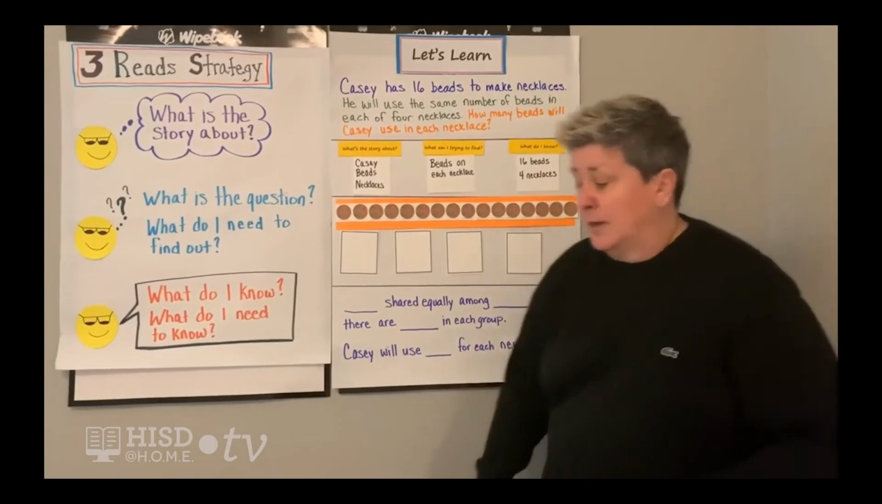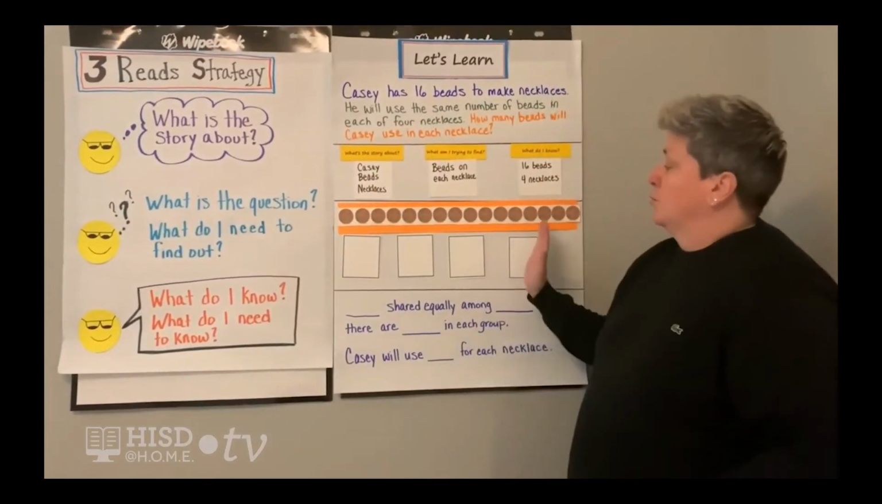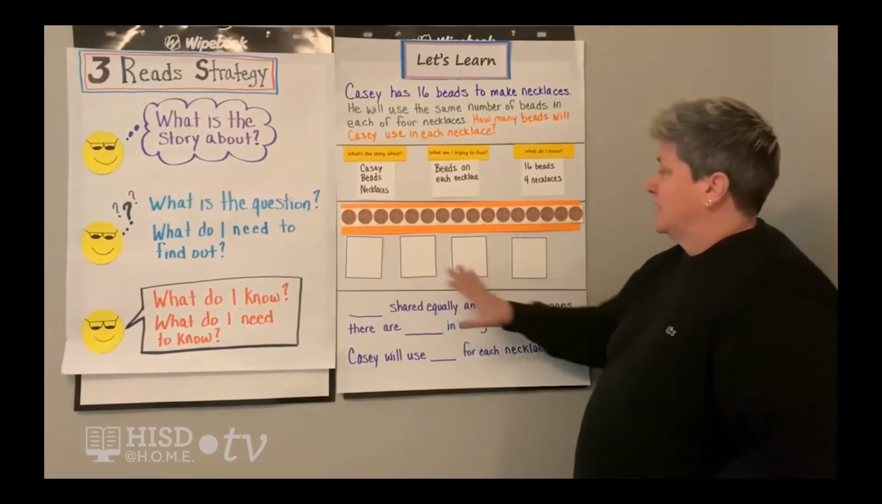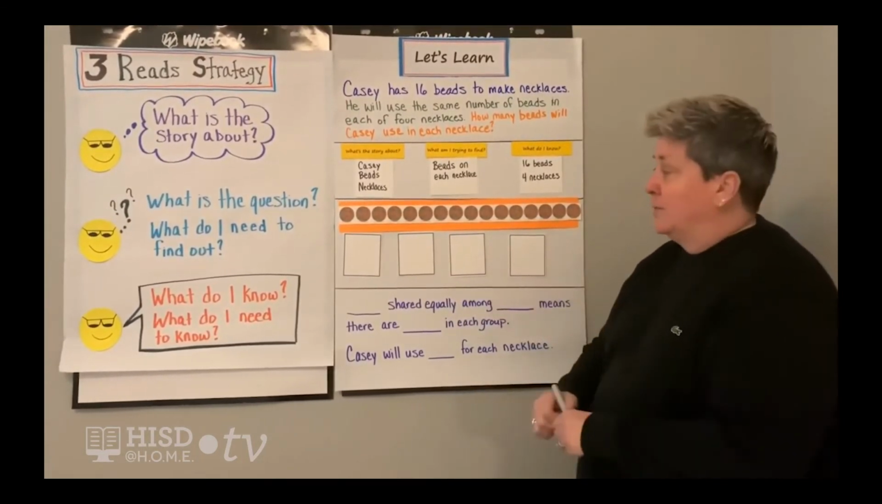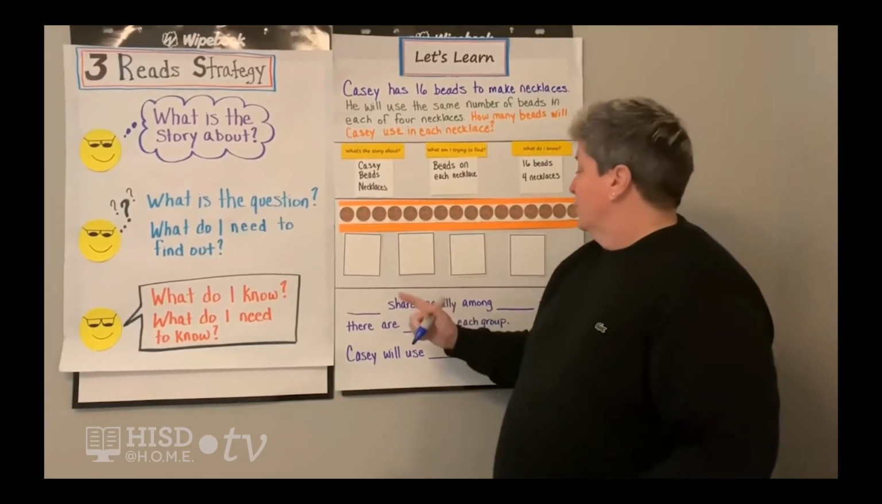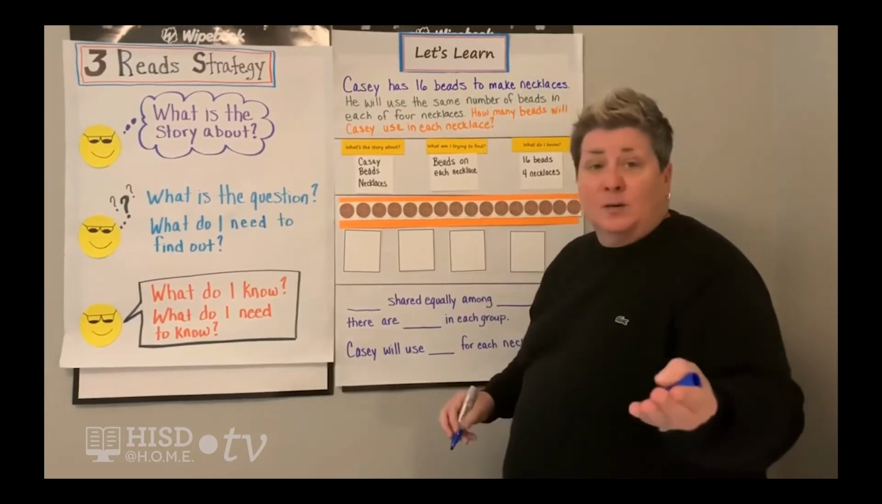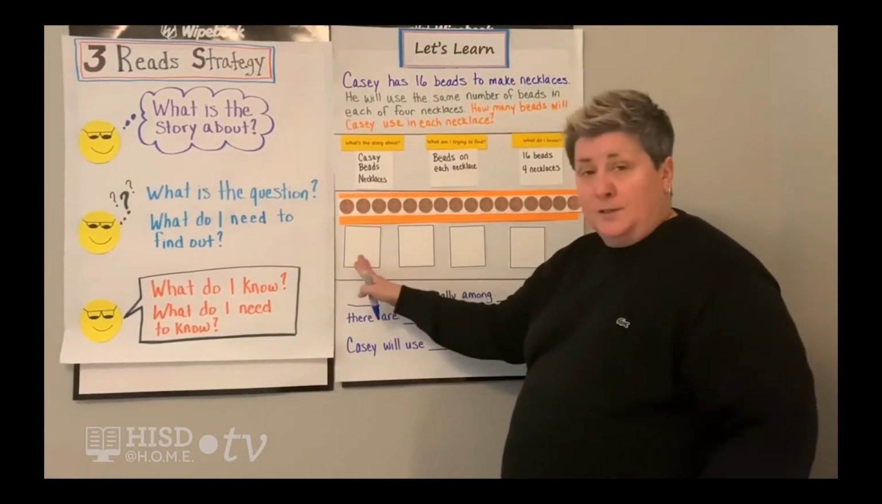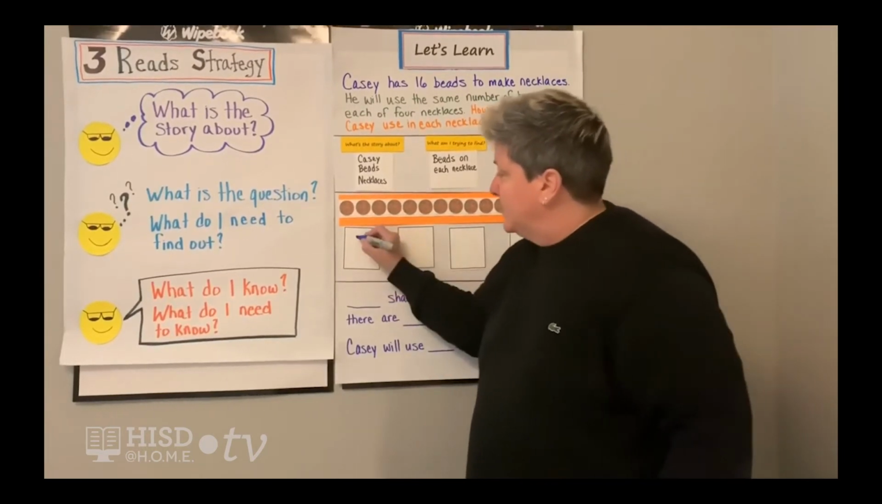Well, I know that I'm going to share these equally, group them. So here's my 4 necklaces. Here's my 16 beads. Now I need to share them equally. So I'm sharing 16 of them. So I'm just going to go ahead and start marking. And I want you to do this at home. Go ahead and draw this. Draw your 4 necklaces. And then let's move our beads.